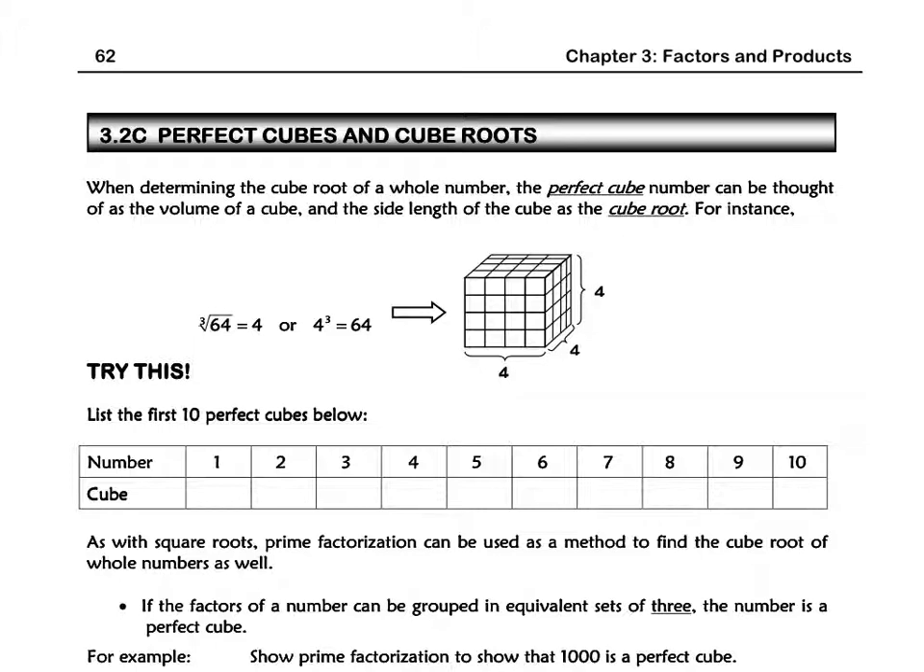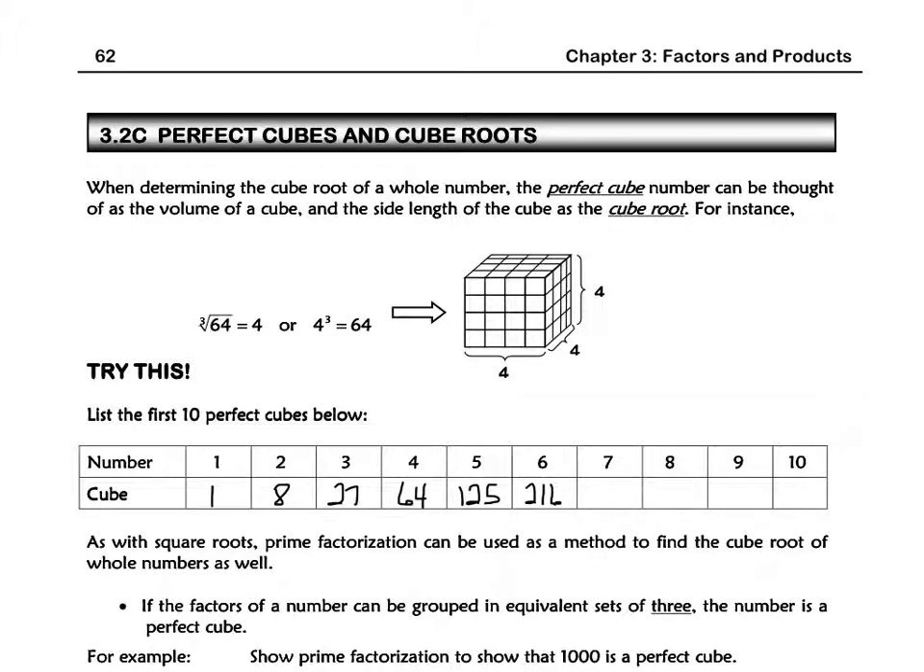So again, 1 times 1 times 1 is 1. 2 times 2 times 2 is 8. 3 times 3 times 3 is 27. 4 times 4 times 4 is 64. 5 times 5 times 5 is 125. 6 times 6 times 6 is 216, I think. Yes.